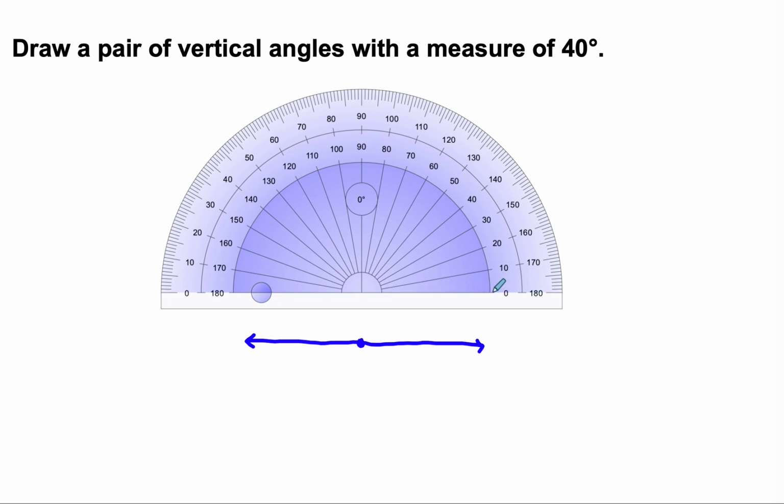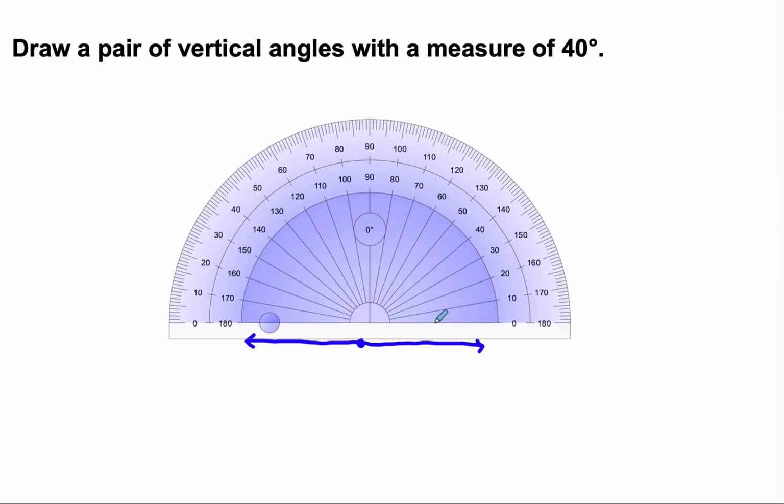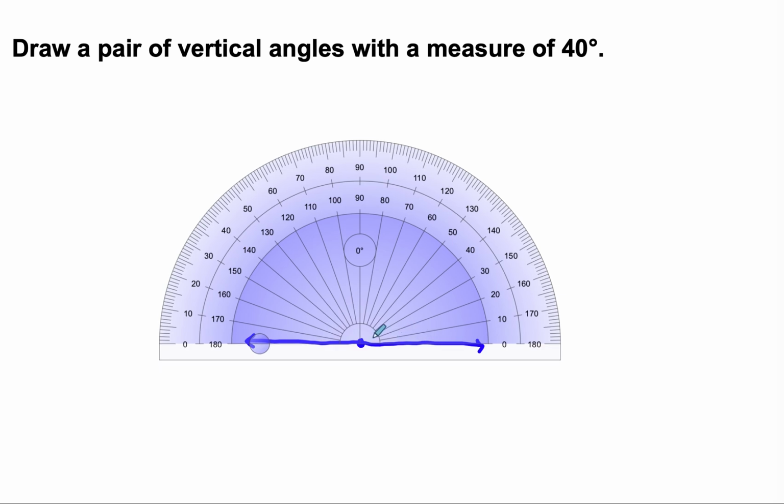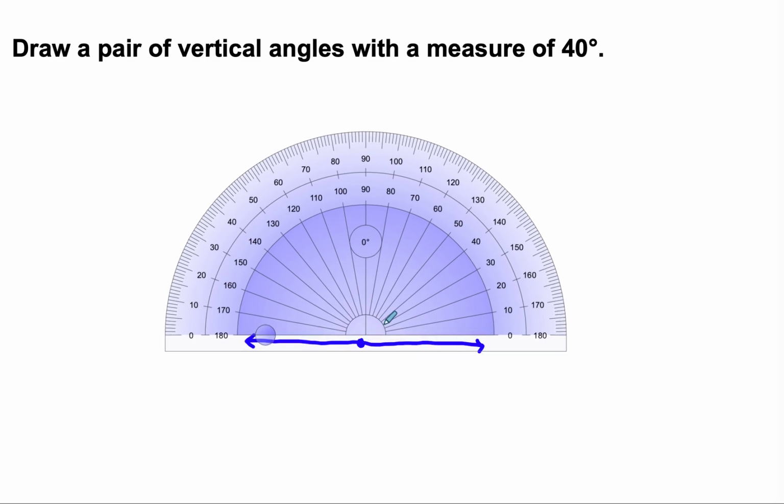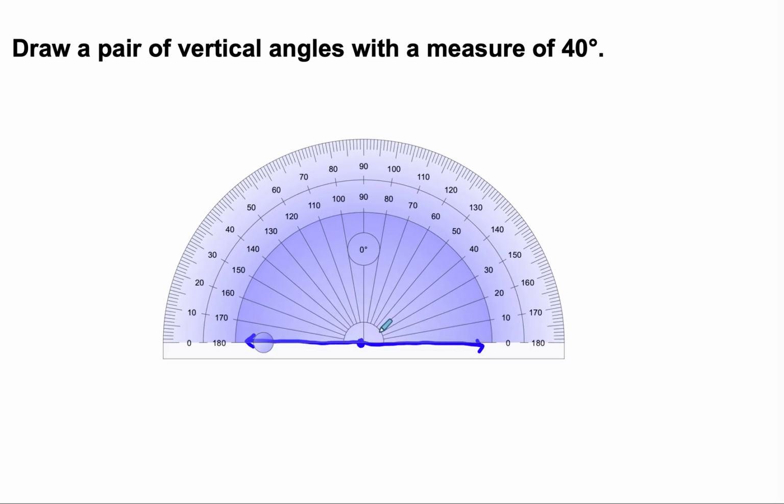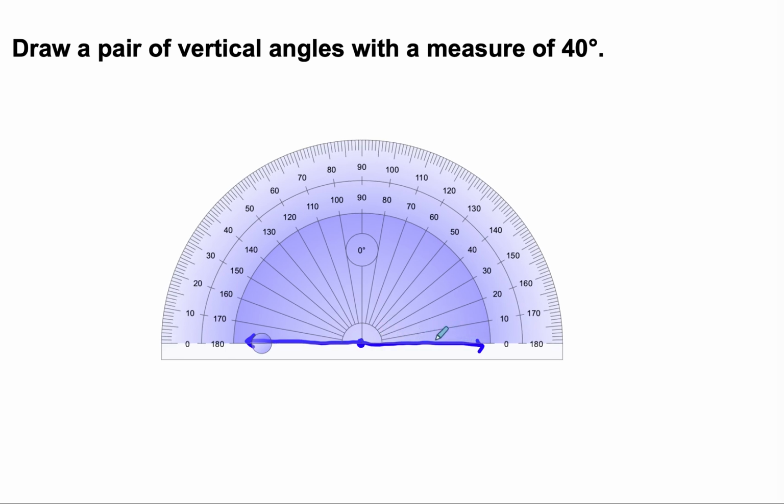That line has to line up with where the 0 is. So you're going to line whatever that line is on your protractor up with the line that you drew, and the center point is going to get lined up with the point that you have right there. So line lined up with the line, point lined up with the point. We're going to measure 40 degrees.